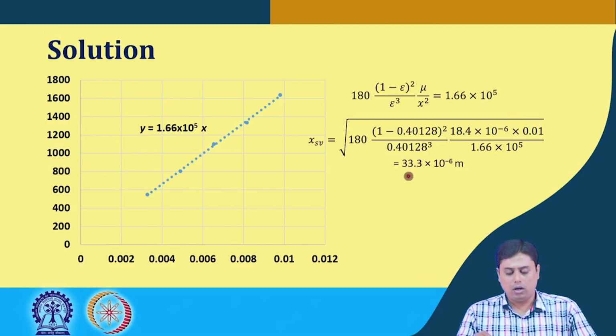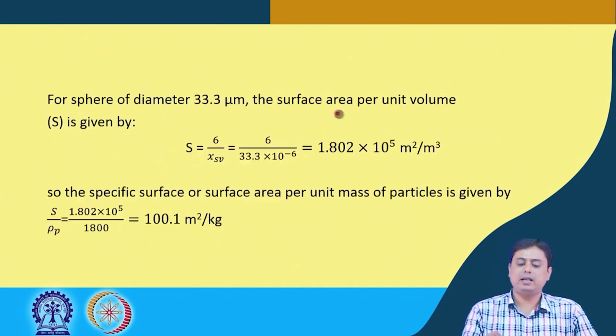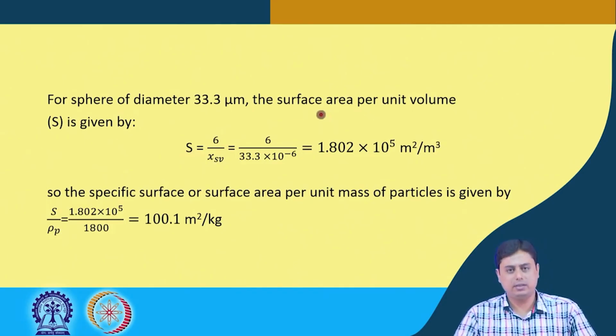So, a spherical particle of 33 micron size diameter will have its surface area per unit volume as 6 by d, which is the diameter. Okay. How does this expression come? If you are wondering, this surface area per unit volume. So, for a spherical particle, what is the surface area?